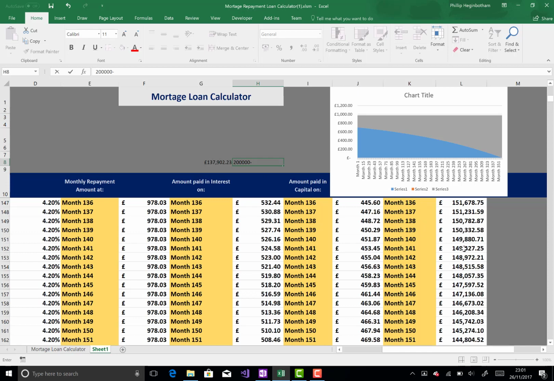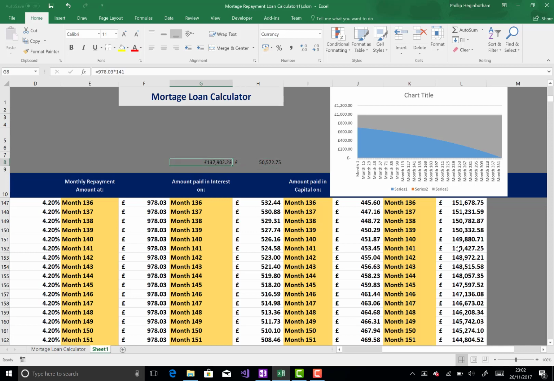So after month 141, we'd have paid it on month 141, so we still owe 200,000. We'd have only paid off £50,000 of what we owe, yet we've paid off 137,000. We paid them 137,902.23 in interest. So until halfway through the mortgage, you're still going to be paying off most of it.